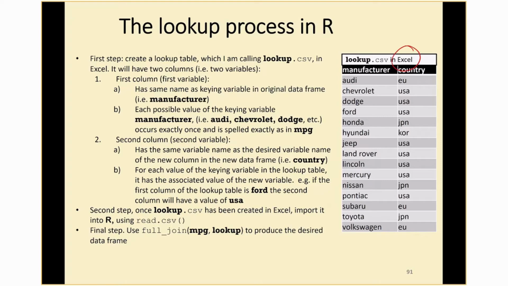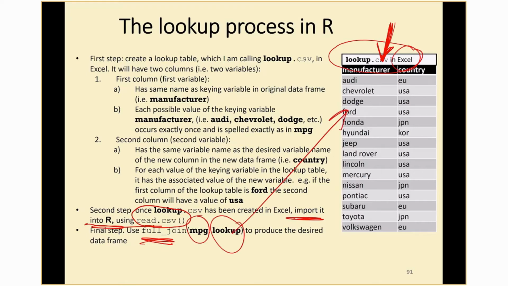So I do all this in Excel. I make my comma-delimited file, and then I'm going to import it into R using the read CSV function that we saw earlier. Once I have MPG in hand, and once I've got this data frame that I'm going to call lookup in hand, then it's very easy to make the desired data frame using the full join function to join up MPG, the initial data frame, with lookup.